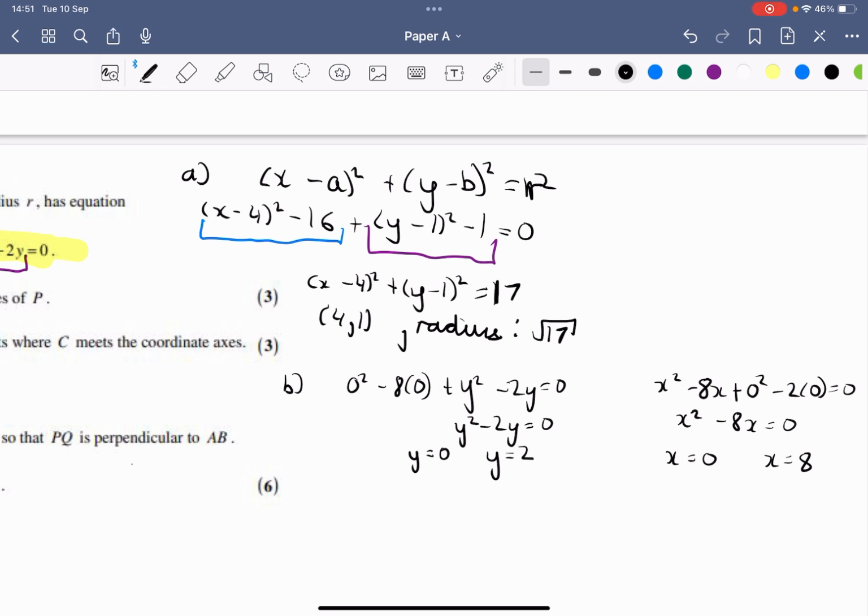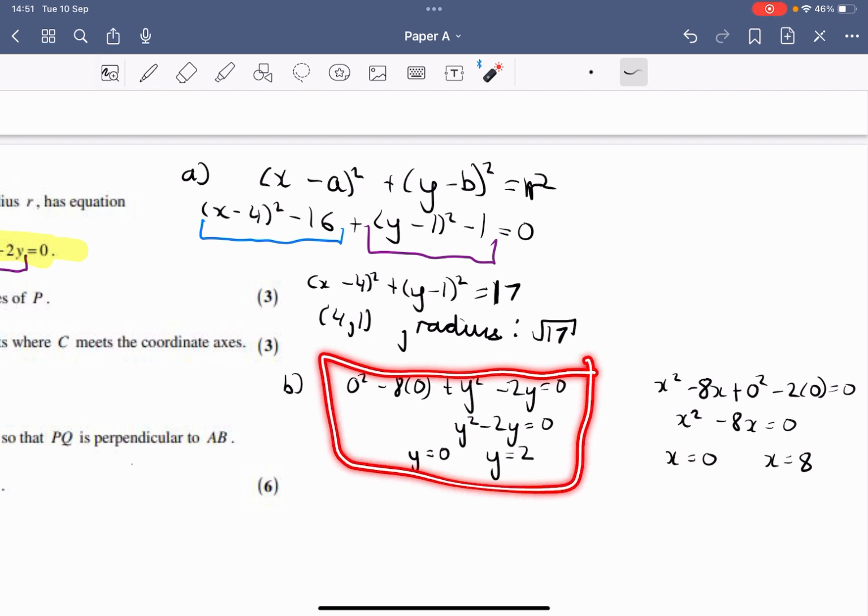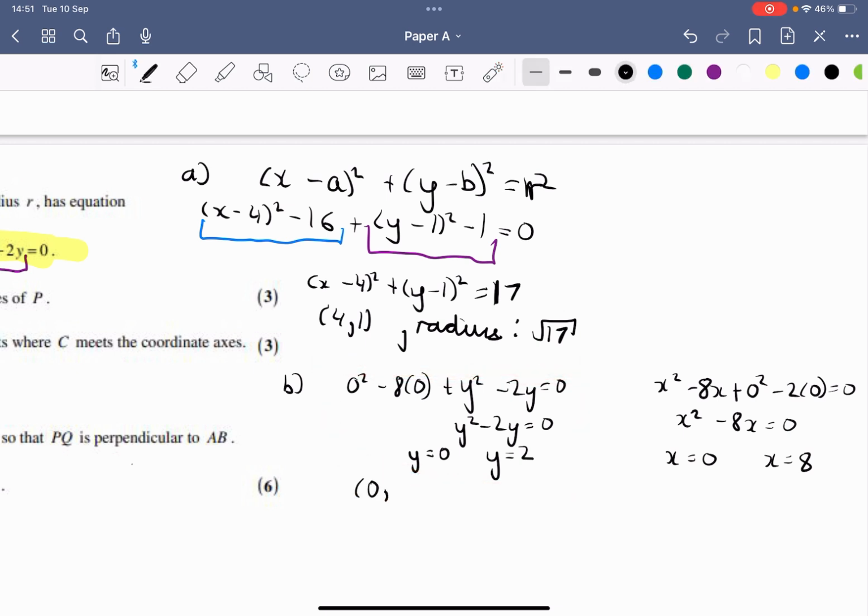So now we can work out the coordinates. So this whole side is x equals 0, so we get (0, 0) and (0, 2). And then this side is y equals 0, so we get (0, 0) and (8, 0).